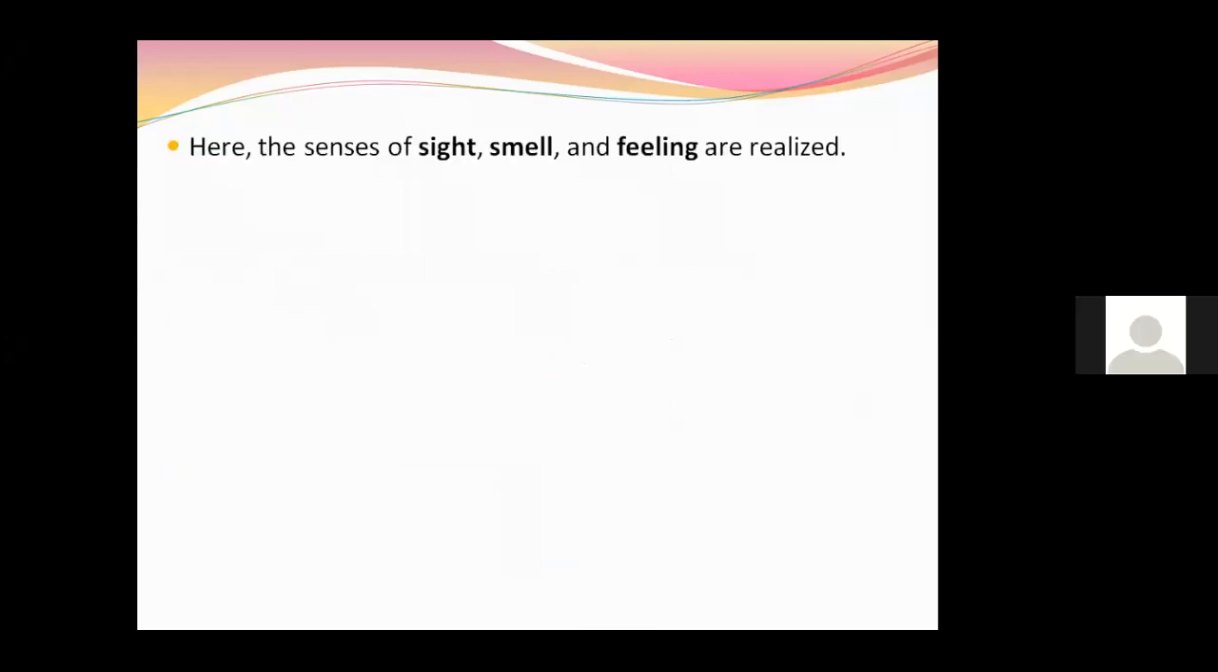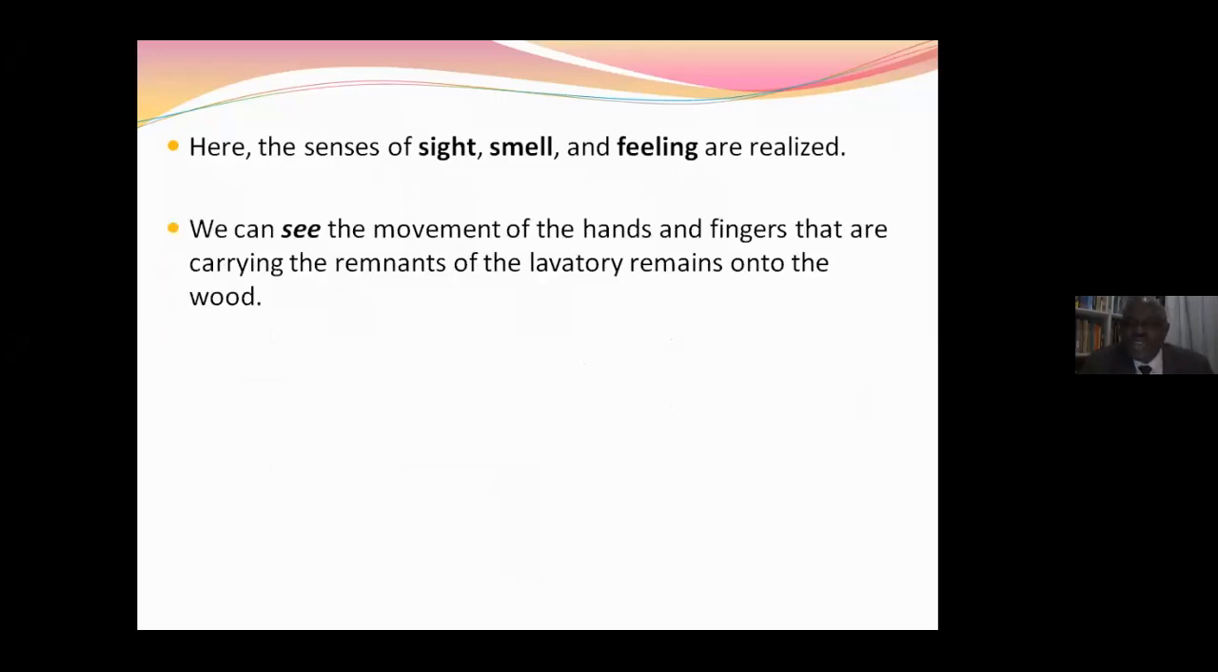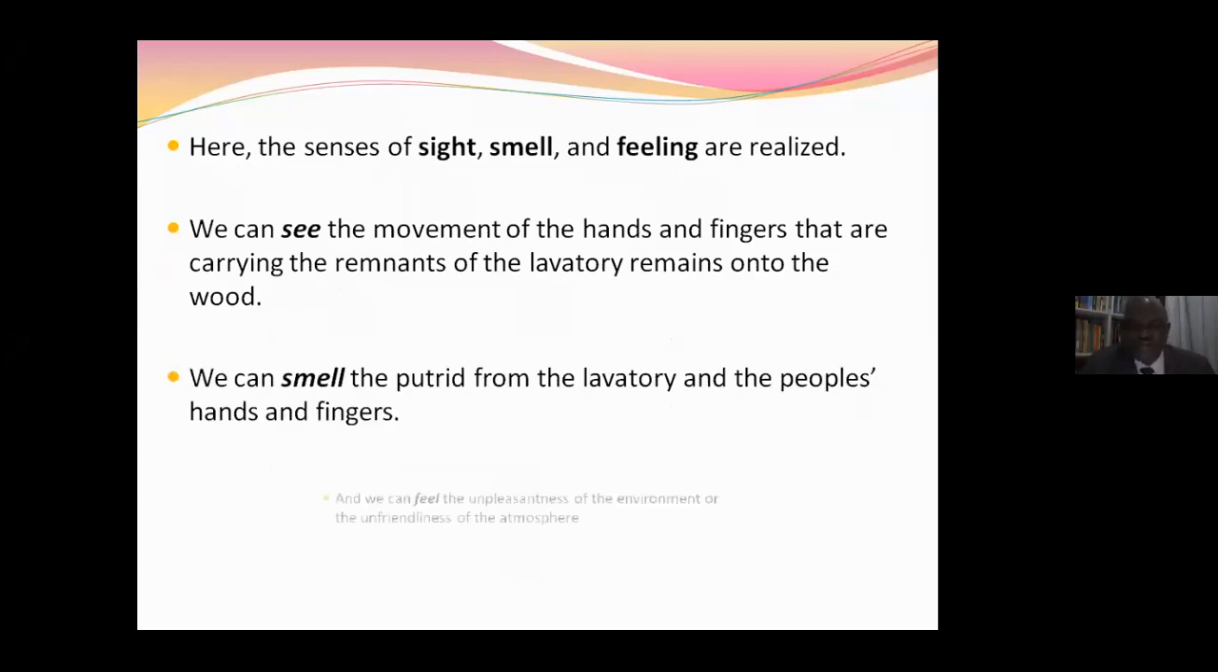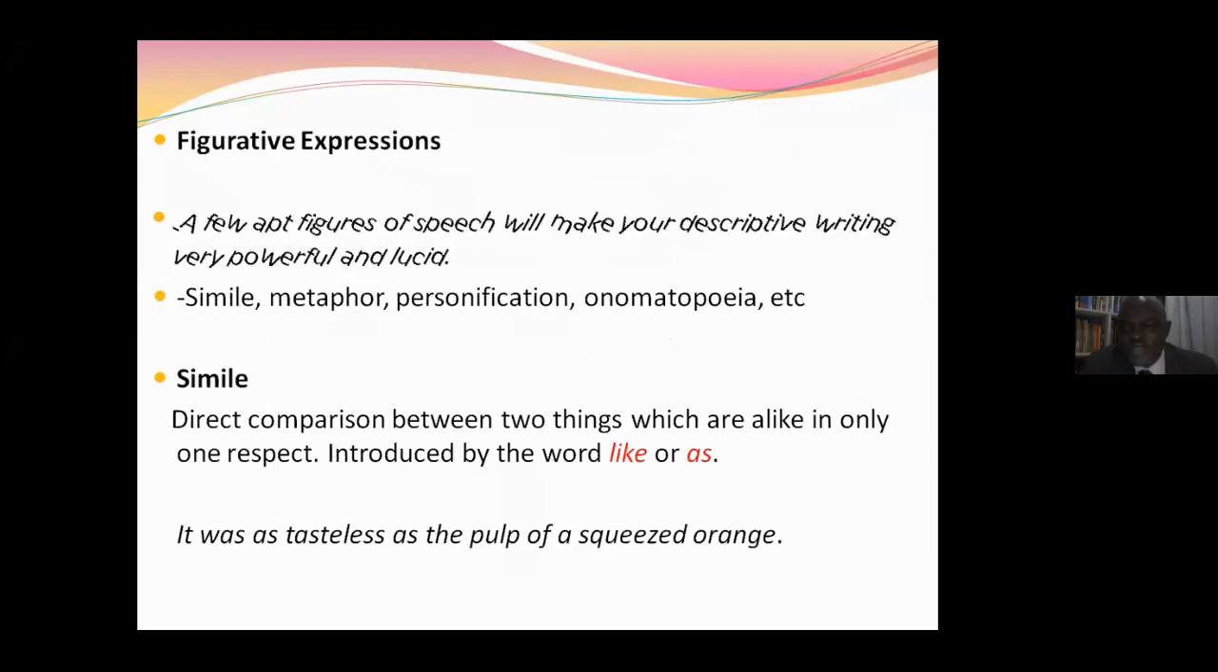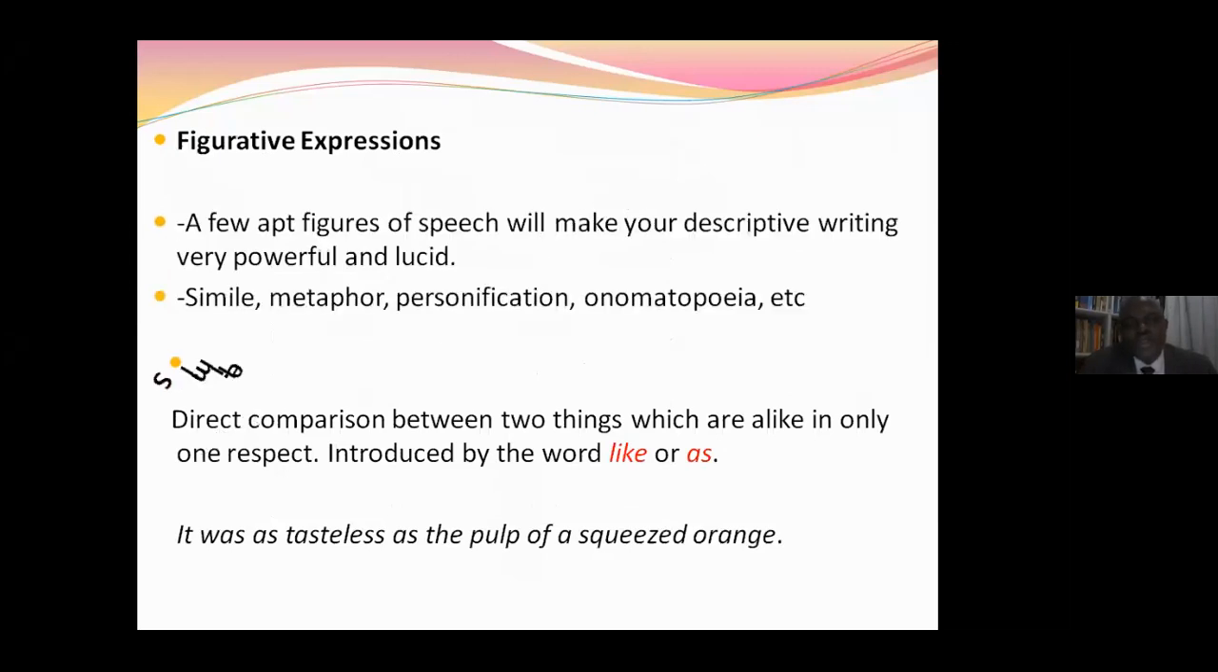Here, when we look at Ama's text, the sense of sight, smell, and feeling are realized. We can see the movement of the hands. We can smell the putrid from the lavatory. We can feel the unpleasantness of the environment. So we use the adjectives in order to create the images.